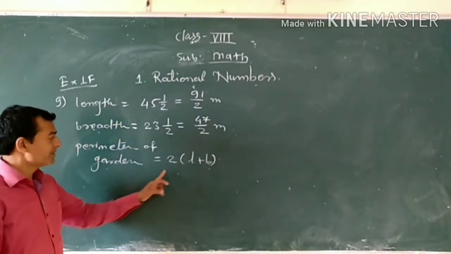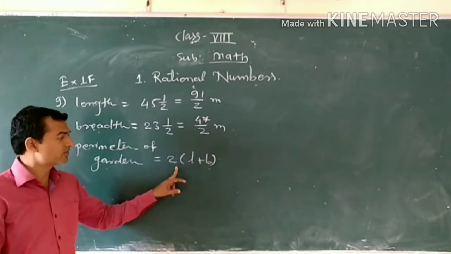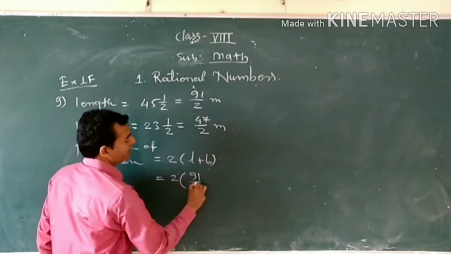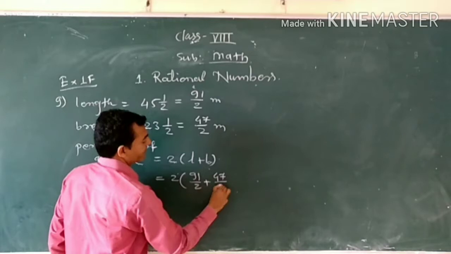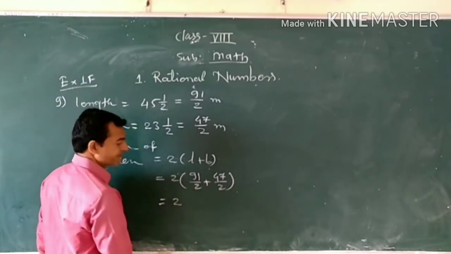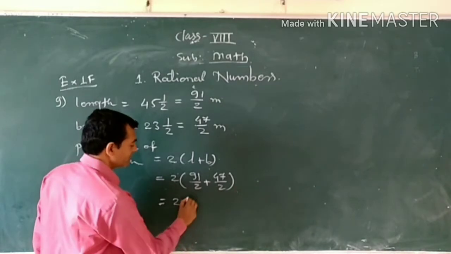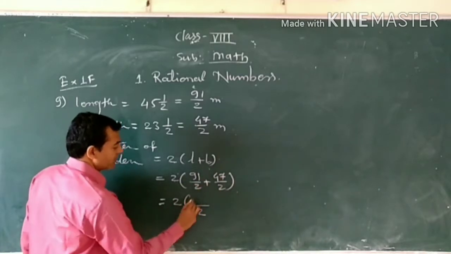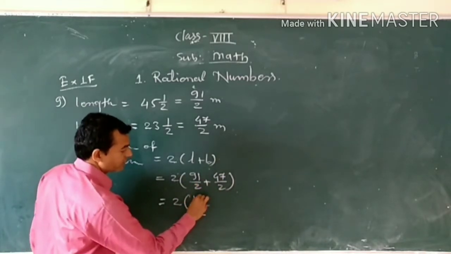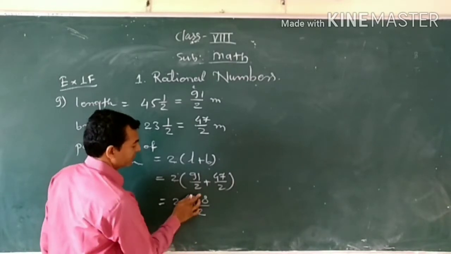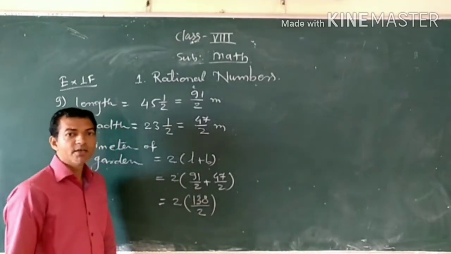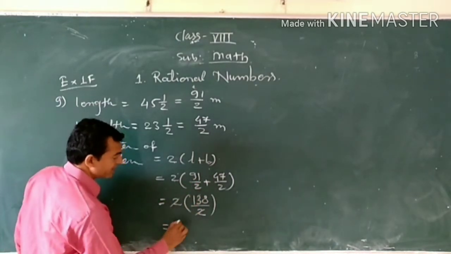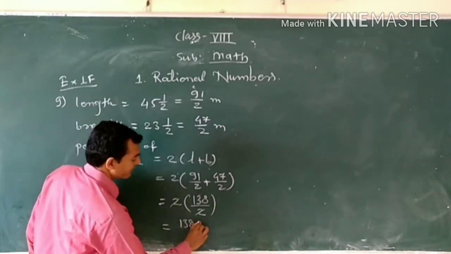You have to find the perimeter of the rectangular garden. The formula is twice (length plus breadth). Now put the values here. Twice (length, 91 by 2, plus breadth, 47 by 2). Here 2 remains as it is. Now the denominator is the same, so the denominator remains as it is. You have to add only these two numbers. What is the sum of these two numbers? 138, sorry, 138 by 2. Now 2 gets cancelled and you get only 138 meter.